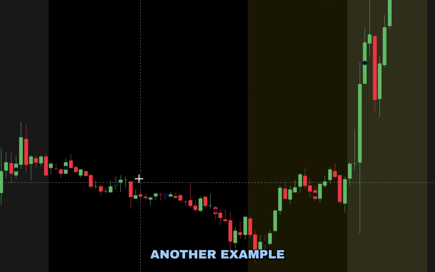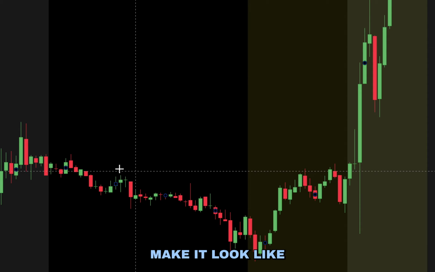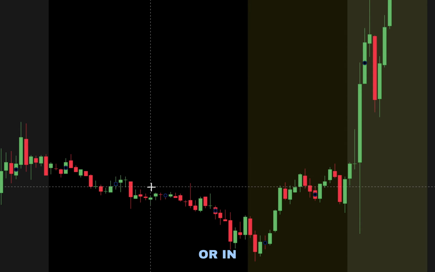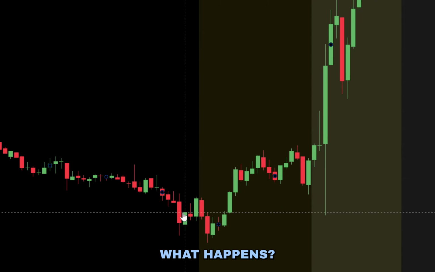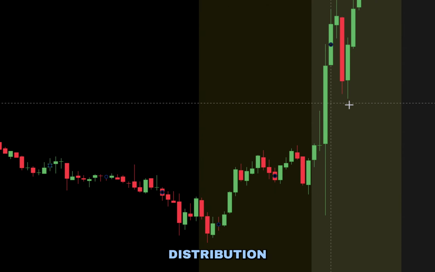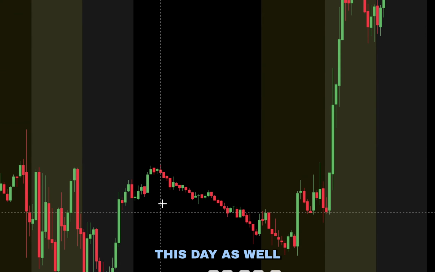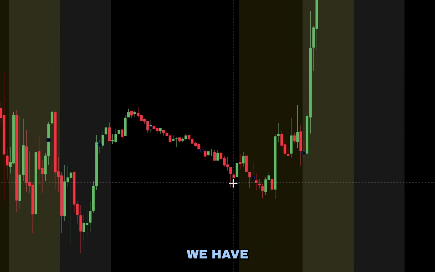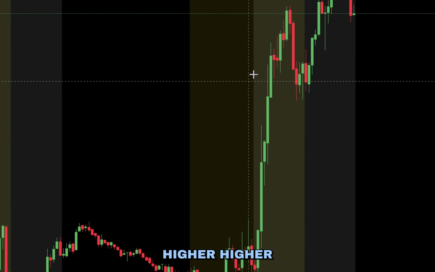Here is another example. We have accumulation in Asia. Asia's orders make it look like we are selling or in consolidation for the day. And then what happens? Manipulation right inside of London Open. Next thing, distribution. We distribute all the way to New York, and then we end up going all the way up here. Same thing happens on this day as well. And then London again. We have manipulation of Asia, and then we start distributing higher, higher, and higher.